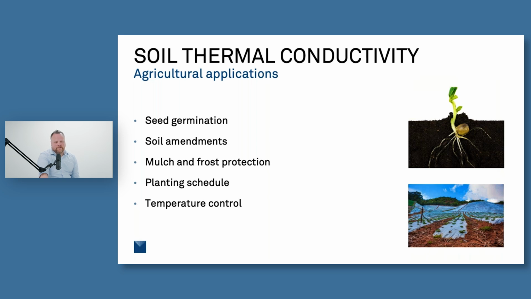Here in the northern latitudes where we live, frost is a big problem, as we're seeing right now in Washington State. There's a lot of frost going on. So mulch and frost protection are things that we use a lot of thermal conductivity to measure. And as you can see in that bottom image, there's a lot of applications where mulch will be placed on top of the soil to help retain that heat, because the mulch has a lower thermal conductivity. It holds that heat in. It helps it stay in the soil so it gets where it needs to be.